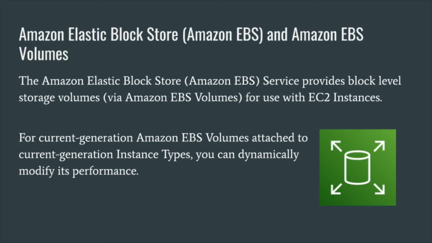The Amazon Elastic Block Store service provides block-level storage volumes, via Amazon EBS volumes, for use with EC2 instances. For current generation Amazon EBS volumes attached to current generation instance types, you can dynamically modify its performance.